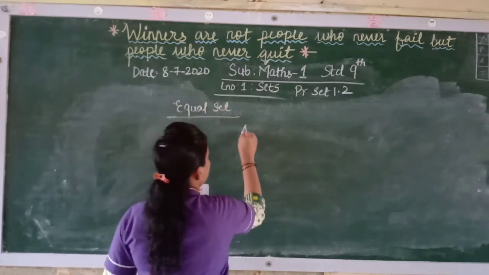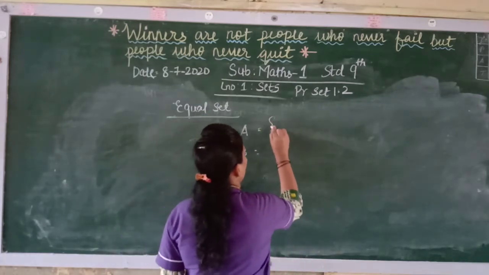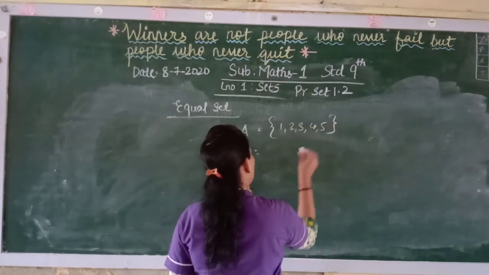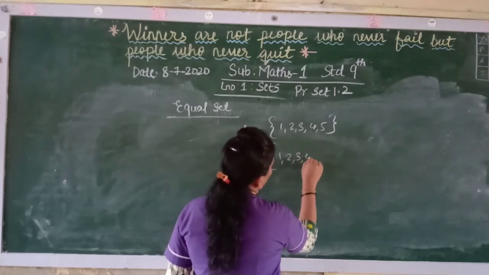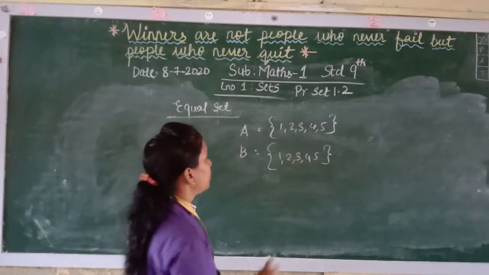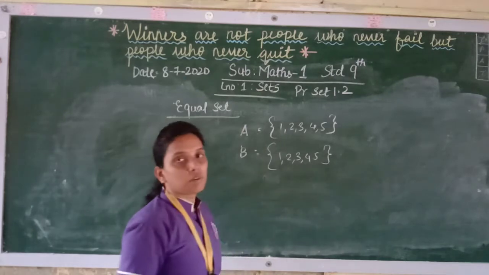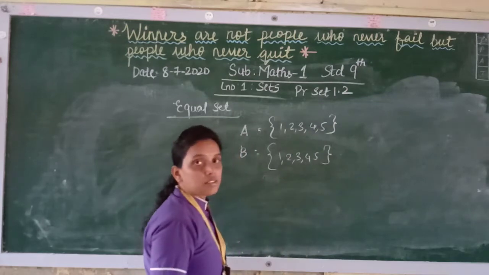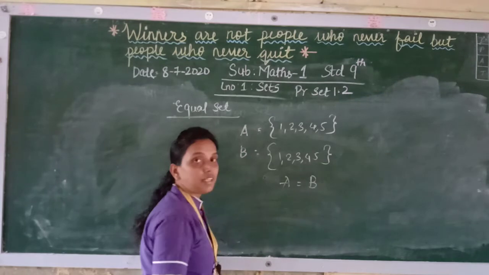Now see, one set, if I am having natural numbers from 1 to 5, so I will have 1, 2, 3, 4, 5. Another set, if I write the whole numbers from 1 to 5, you will get the same elements. See, both the sets are equal. So you can say that set A is equal to set B.